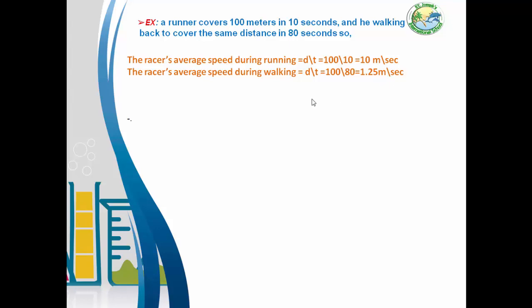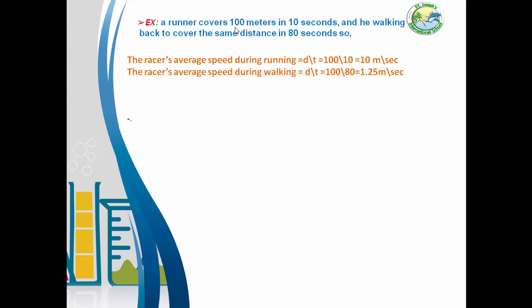Finally, the average speed during the whole trip. It means total distance covered divided by total time. The total distance covered is 100 running and 100 walking, so the total distance covered is 200 meters.